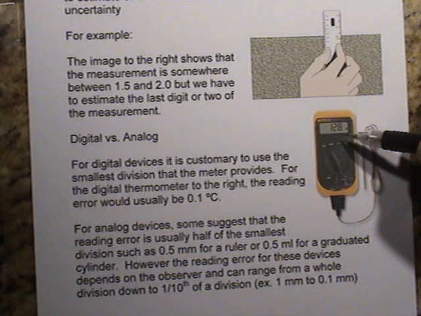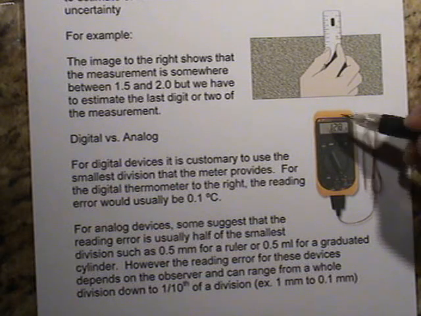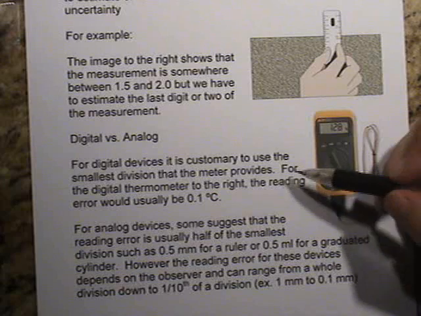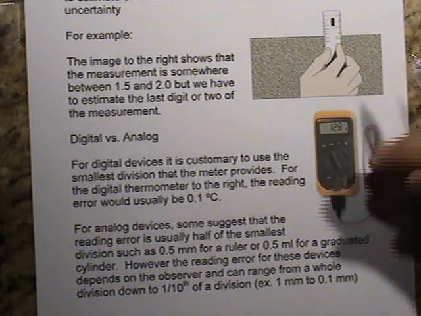Stopwatch is another very common device that you'll use in physics class, and that gives you time out to 100th of a second. So in that case, we would say the reading error would be 0.01 seconds. So for digital, it's pretty easy. This is the convention, that we use one of the smallest division.